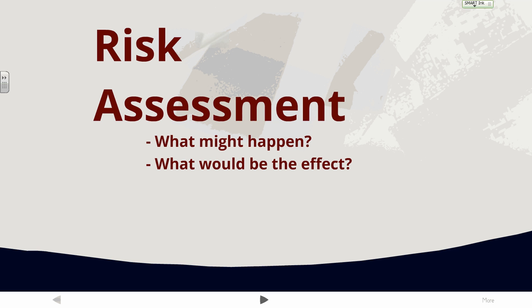And if that thing were to happen, what would the effect be? How bad would it be if one of your suppliers went bust? How dependent are you on that supplier? So having looked at those things, how can we reduce the impact? It might be that you don't want to reduce the impact. If the odds of it happening are very, very slim, then maybe you just accept it.